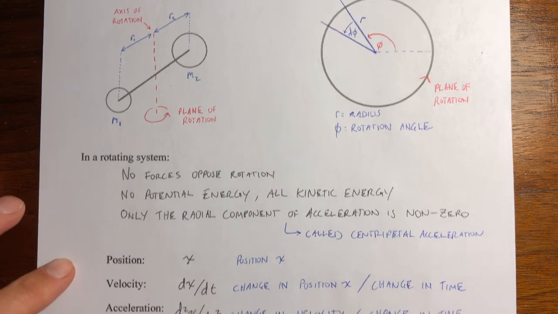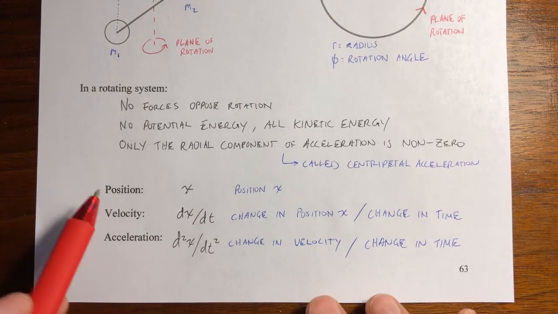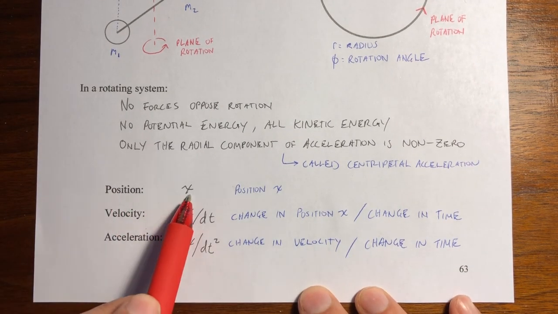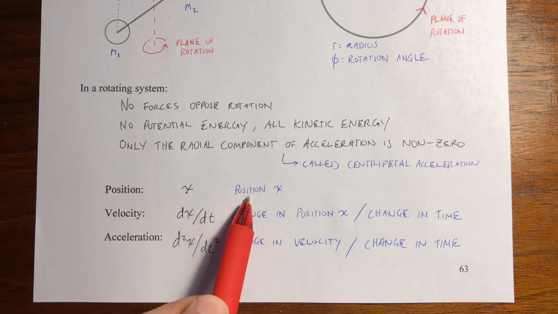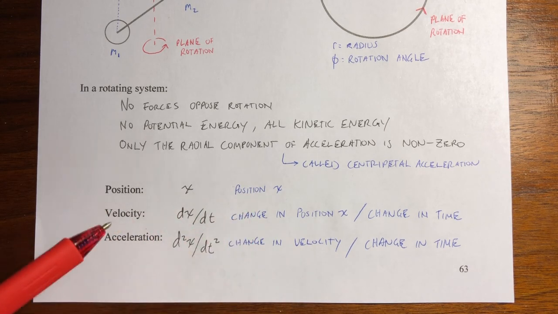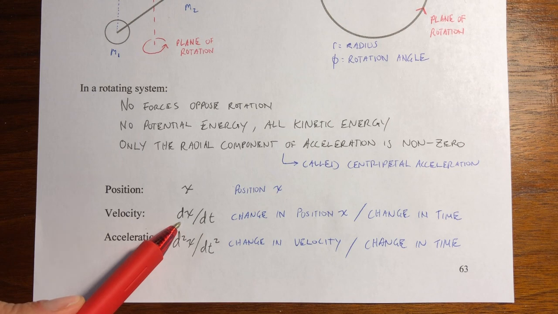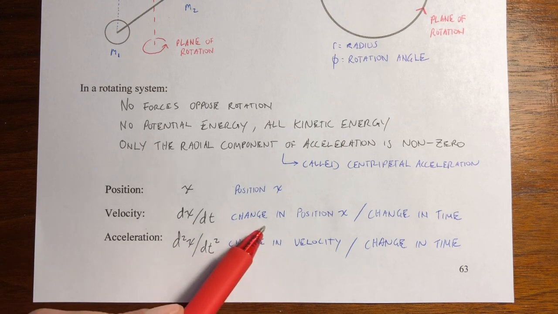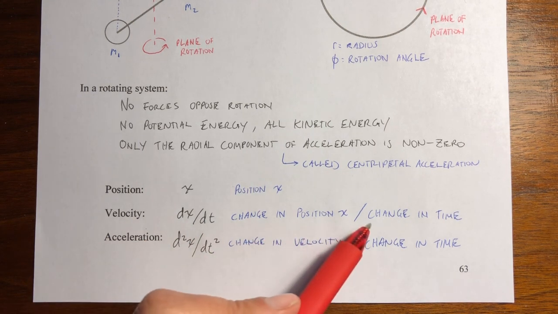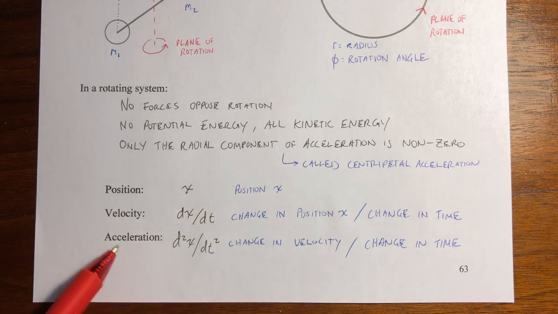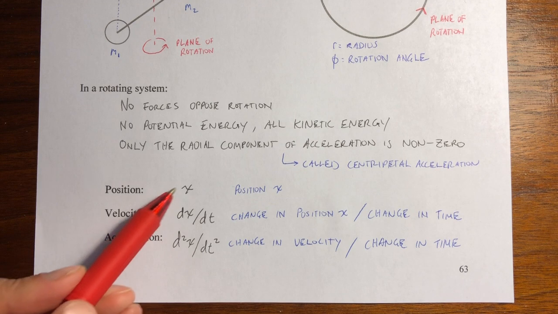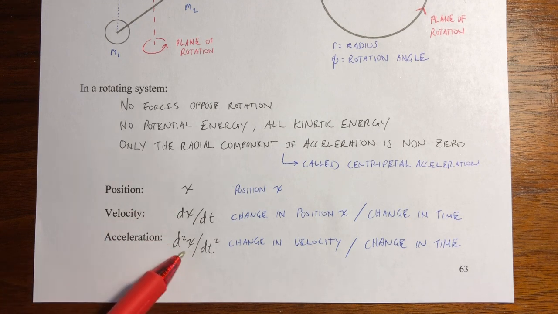So let's define a few things. First, let's define position. That will simply be x. Velocity will be defined as dx over dt, which is the change in position x divided by our change in time. Acceleration is the second derivative of position with respect to time, which is the change in velocity divided by change in time.